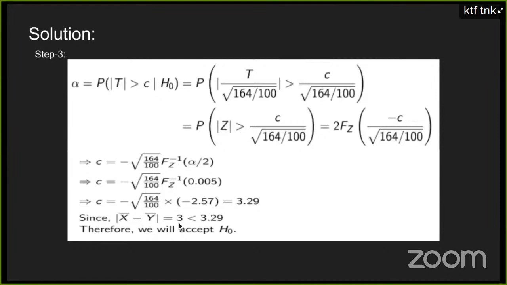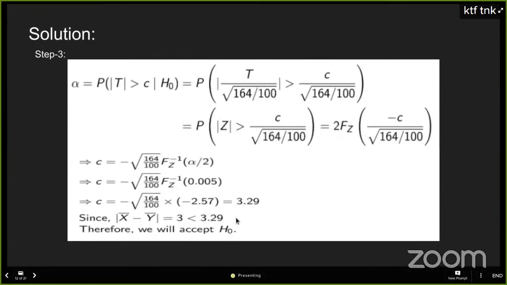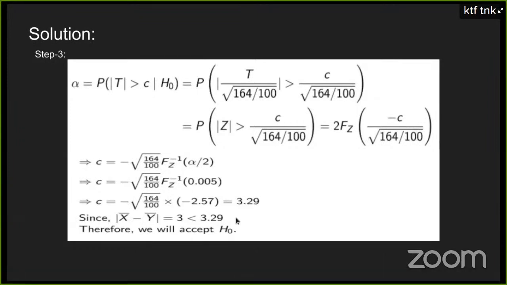Sir, just a small doubt. We have taken minus c; on the left side only we considered. Why so? If we consider c by root of 164 by 100, then it will be less than 3, a minus value will come. Sir, mod Z greater than c by root of 164 by 100 can be written as 2 into Fz of c by root of 164 by 100 instead of minus c. No, it will be minus c.